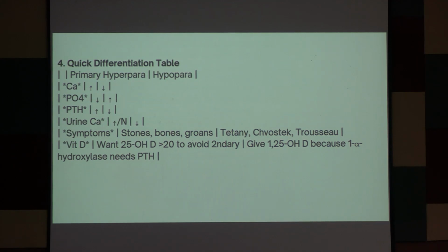Vitamin D: we want vitamin D more than 20 to avoid secondary hyperparathyroidism. Give 1,25 D because 1-alpha hydroxylase needs parathyroid hormone. So this is the quick differentiation table.